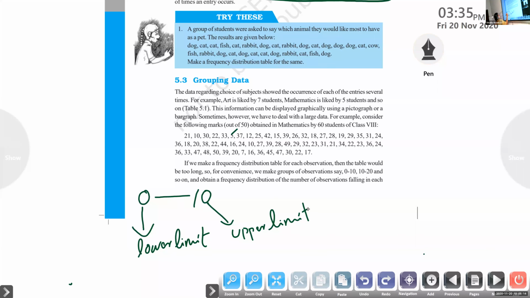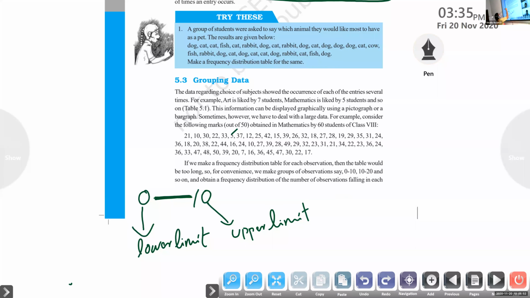And the width of this class means upper limit minus lower limit. What is the upper limit here? Suryadev, what is the upper limit here? Advait, upper limit. Okay, 10. Upper limit is 10. 10 minus lower limit is? Advait, lower limit? 0. The difference between upper limit and lower limit is known as class width.